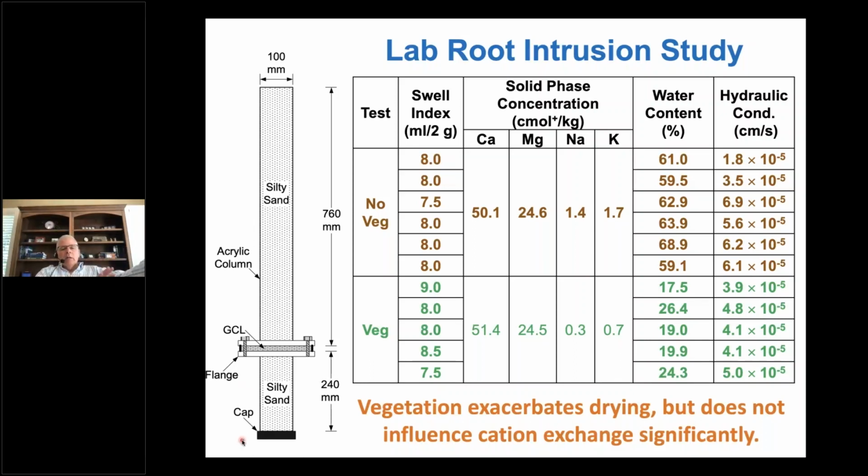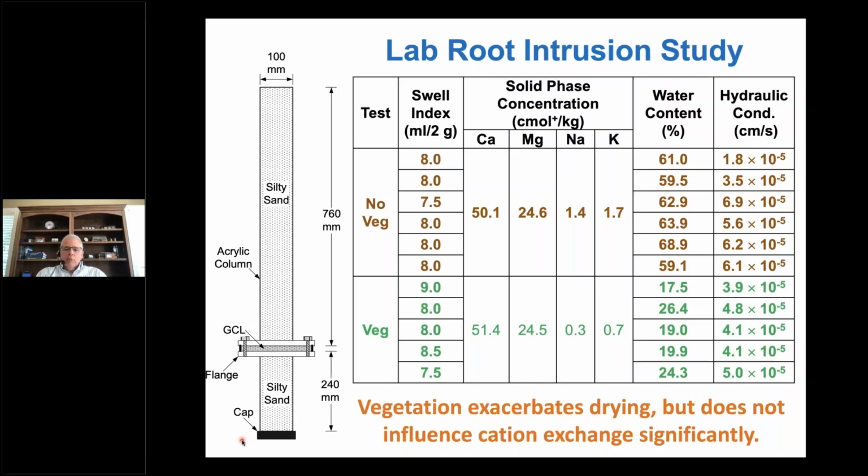We ran one column. We actually ran several of these replicates, but columns with silty sand, no vegetation, identical columns with vegetation. They were irrigated on a daily basis with the average precipitation record, and they had solar radiation applied by green lighting in concurrence with the annual cycle near the field site.